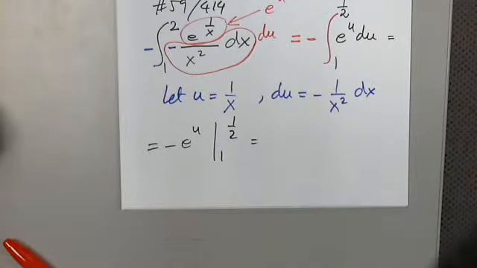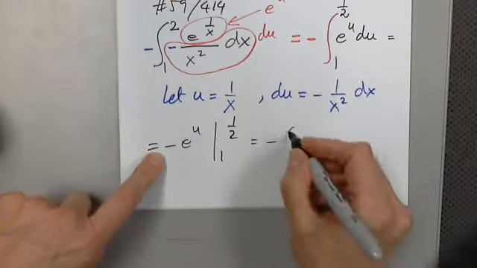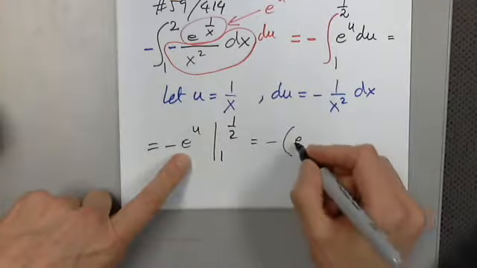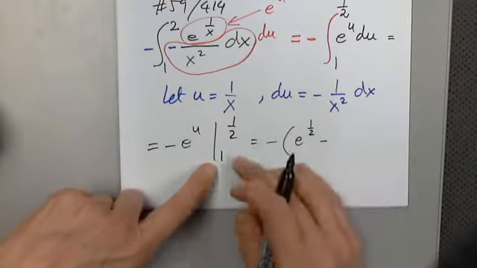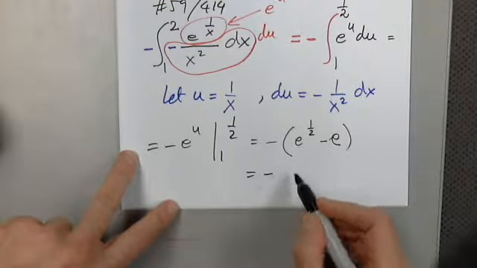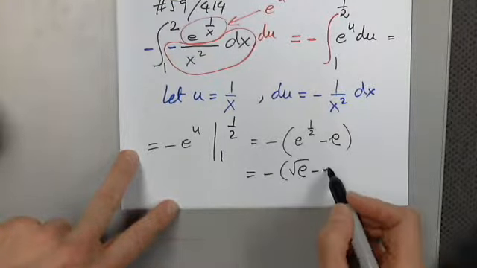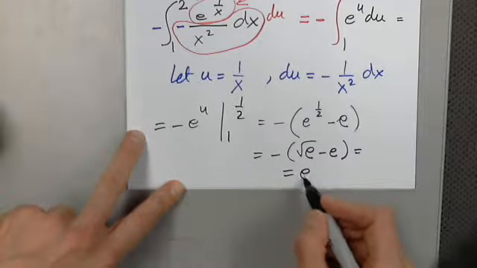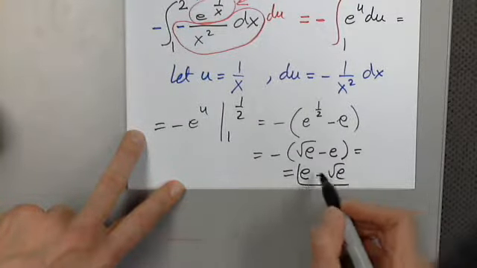Now I'm applying the fundamental theorem of calculus part 2, in which I keep the negative outside, and I plug in 1/2, which is e to 1/2, minus when I plug in 1, and I get e. But this is negative the square root of e minus e, which is e minus the square root of e.